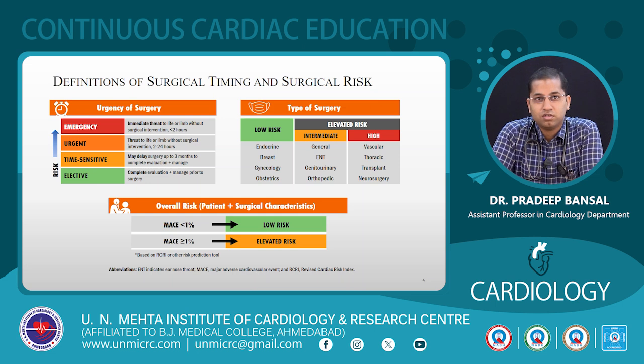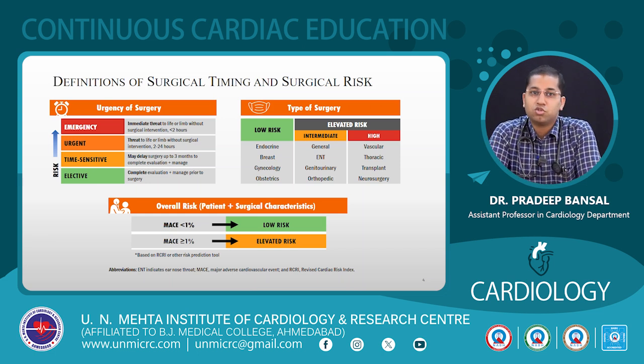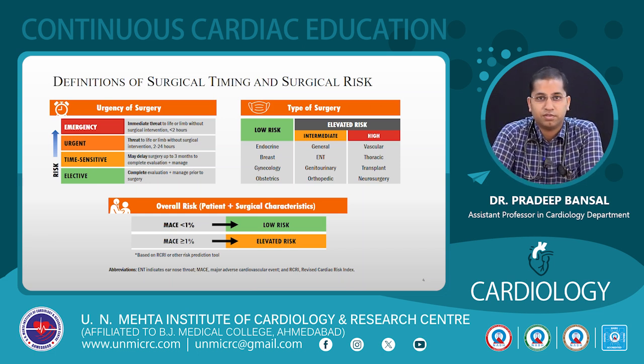First, we discuss how to assess the risk in patients undergoing non-cardiac surgery, in which there are two factors: surgical risk and patient risk. In surgical risk, first we define the urgency of the surgery, which has 4 categories. First is emergency surgery, in which there is a threat to life or limb without surgical intervention within 2 hours, so surgery should be done within 2 hours. In urgent surgery, it should be done within 2 to 24 hours. In time-sensitive surgery, the surgery may be delayed up to 3 months to complete evaluation and then manage. In elective surgery, there should be complete evaluation before surgery.